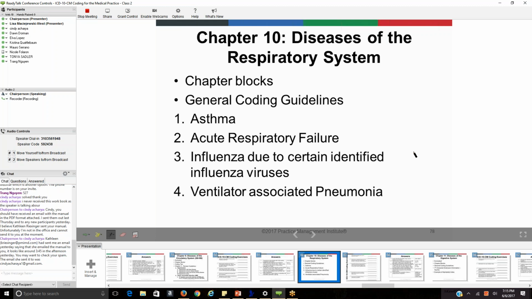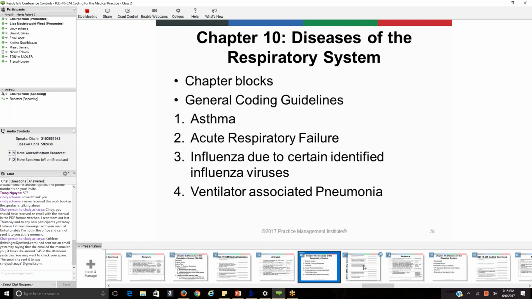Let's go ahead and do some of the exercises from this particular chapter.